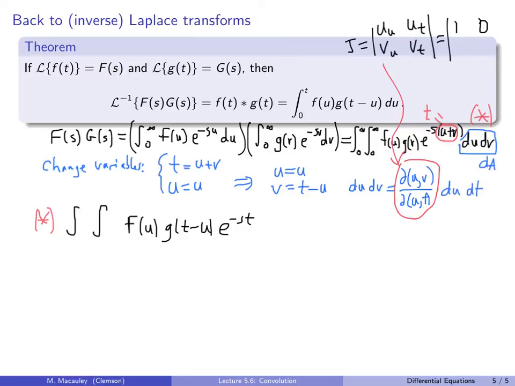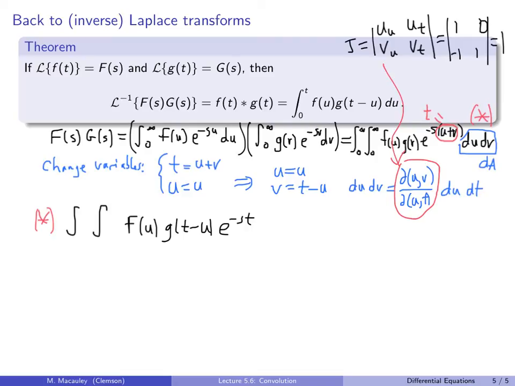The derivative of v with respect to u is -1. And then the derivative of v with respect to t, that's just 1. So this determinant is equal to 1. All that work just to say that we needed a scaling factor of 1. If you had forgotten that, you still would have gotten the right answer.